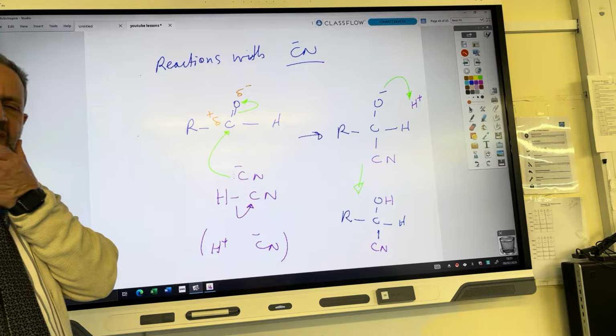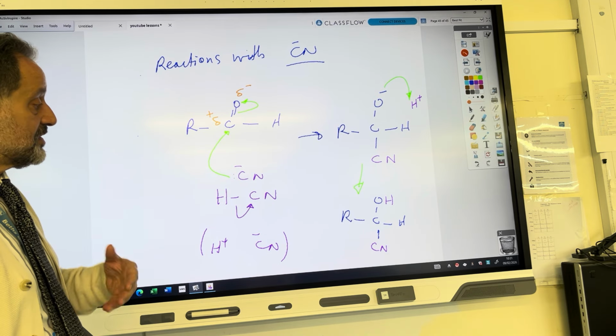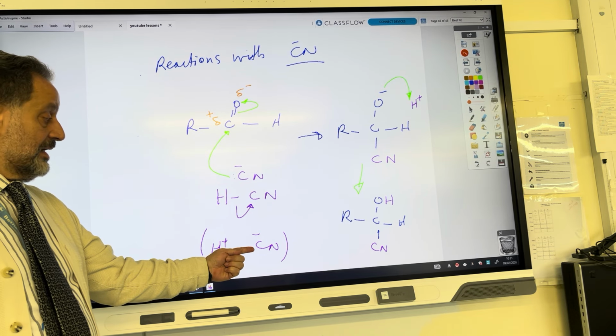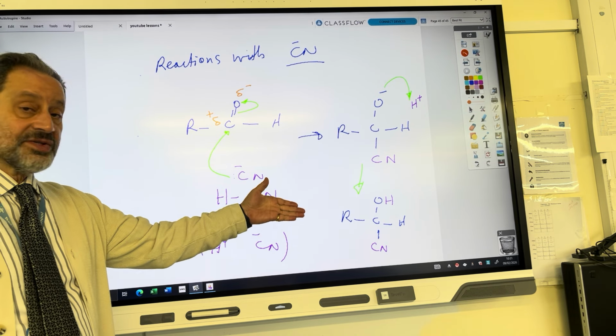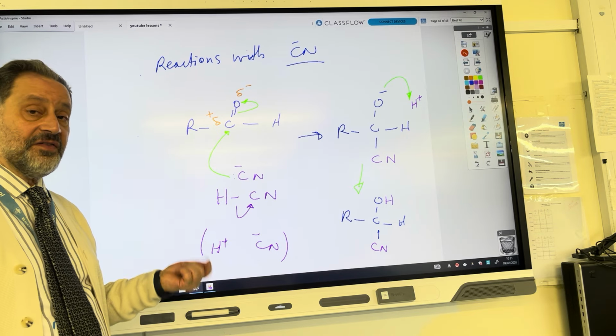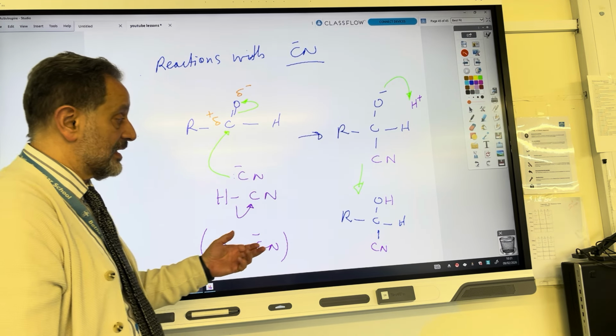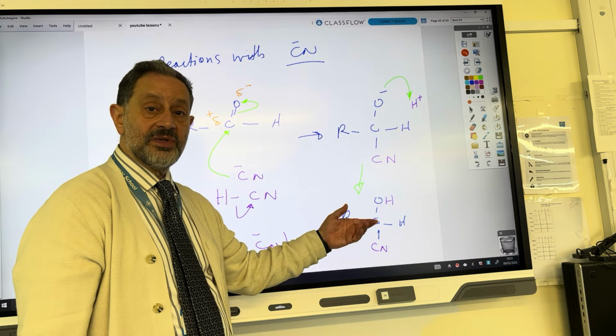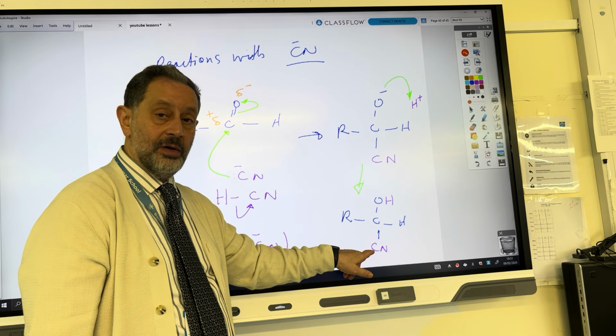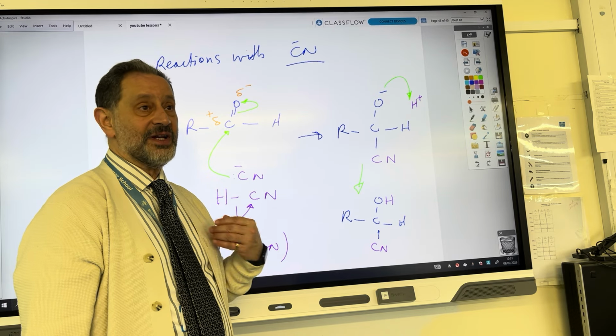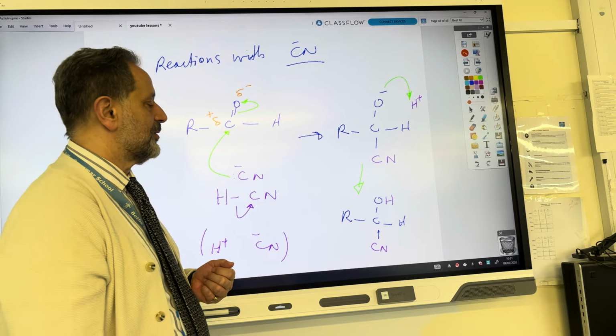So what is the significance of this reaction? First of all, this is again a nucleophile that just goes and adds itself across. The significance of this reaction is that whatever number of carbon atoms you had in the backbone, now you have one more. So it's an additional carbon to the backbone.